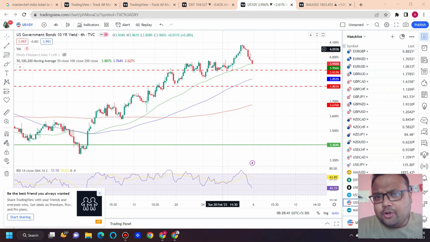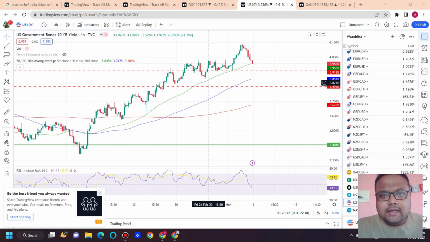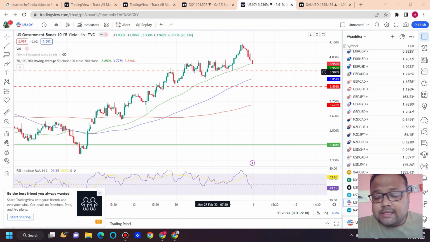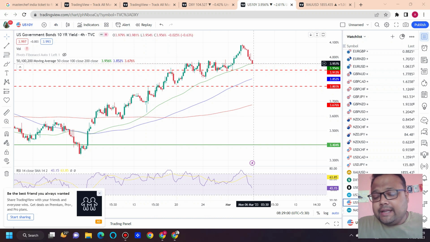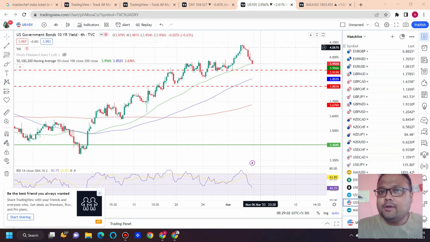So the market opening will be very important, because if you look at the chart of bond, we can see that it's standing at the 50 moving average right now, and the 50 moving average has been playing the role of dynamic support for the market for quite some time. So this support is very much valid for bond. If it takes support and starts going up again, we will see gold coming down.